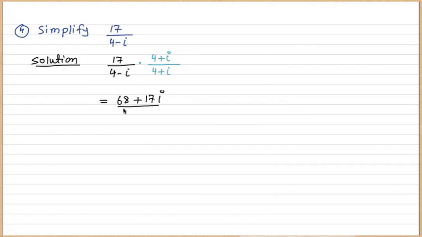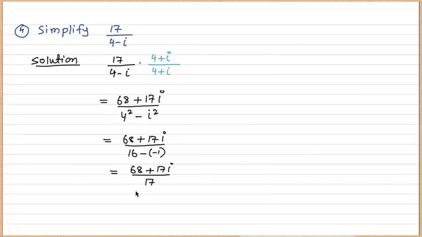In the denominator, you can see we have 4 minus i multiplied by 4 plus i. So this looks like a minus b times a plus b, which is a squared minus b squared. That is 4 squared minus i squared. So you can write that as 68 plus 17i over 4 squared is 16 minus, and then i squared is -1. So what we get is 68 plus 17i divided by 16 minus -1. That is the same as 16 plus 1, which is 17.